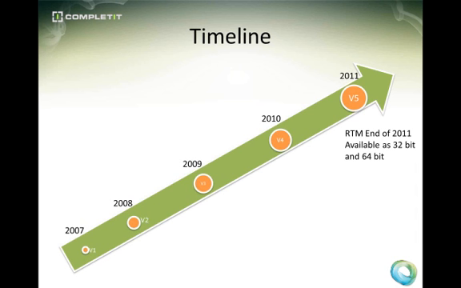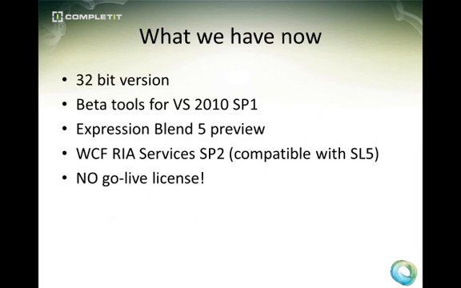Sorry, we already have a version 5, and by the end of this year, let's hope, that's what Microsoft is saying at this point, we're going to have the RTM version, so that's the final version of Silverlight 5, which, for the first time, is going to be released as a 32 and a 64-bit version. At this point, we don't have the 64-bit version yet. We only have the 32-bit version available.